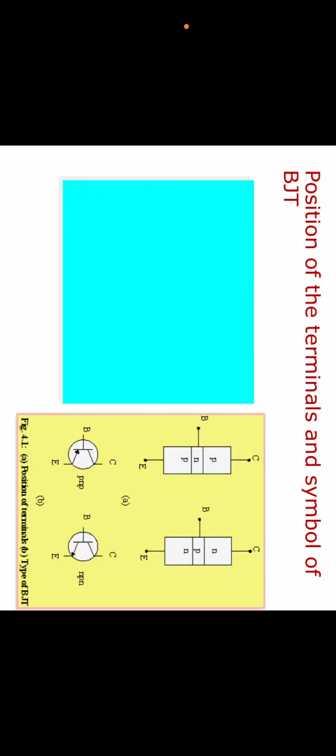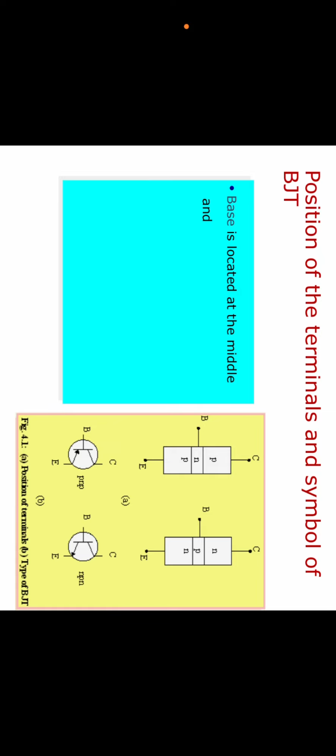Now we will start with the position and the symbol of BJT. You can see that the N is sandwiched between two P sides. In N there is one node that is known as base, and there are two terminals, collector and emitter. We also see that the N terminal is sandwiched between two P sides.